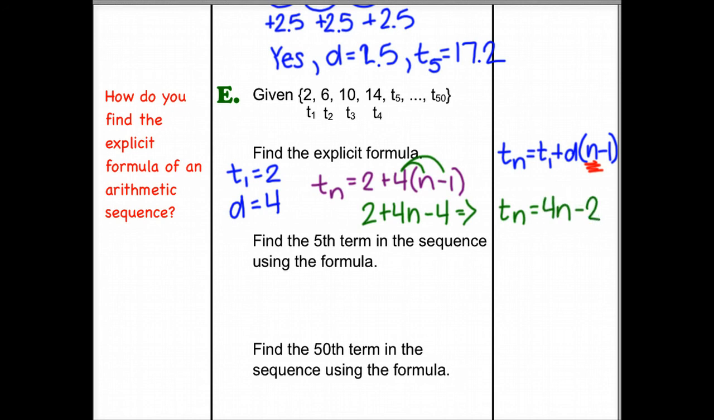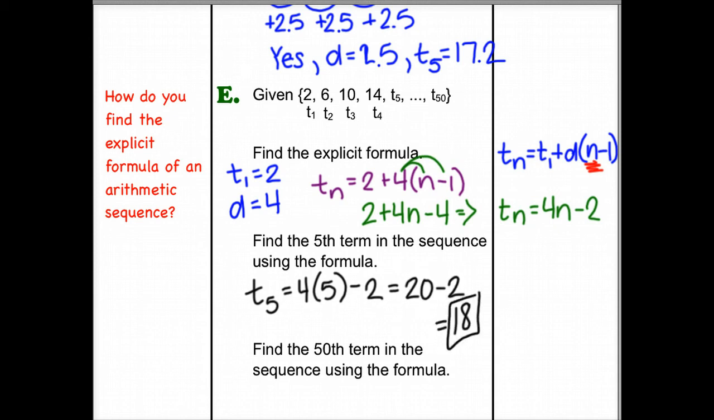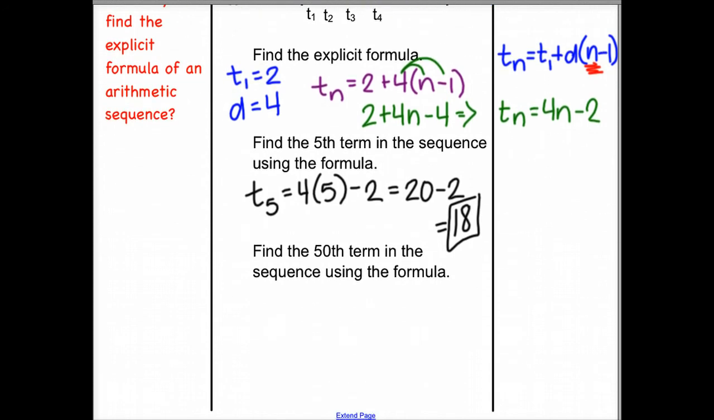So now I can use this to find the 5th term in the sequence. That means I'm going to find t sub 5, and t sub 5 means I'm going to take 4 times 5 minus 2. Well, 4 times 5 is 20, and 20 minus 2 does give me 18. Now, one of the things you will see is an advantage: if you had left it in the other form and simplified, you would have had a lot more simplifying to do.